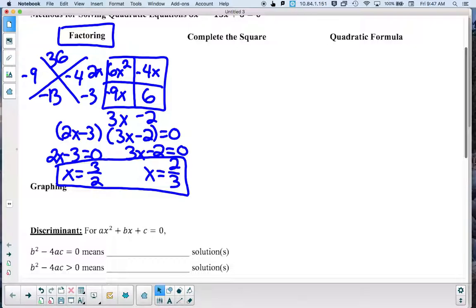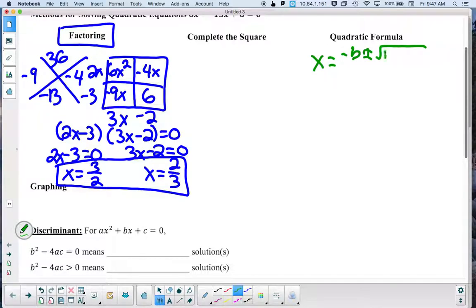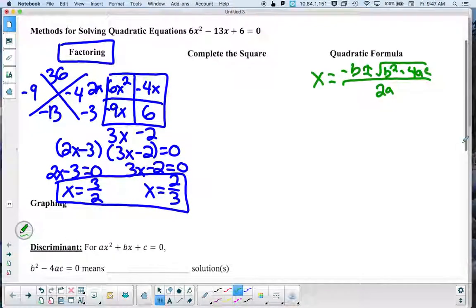The quadratic formula is negative b plus or minus the square root of b squared minus 4ac, all over 2a. So hopefully that song gets stuck in your head over and over again, so that way you remember the quadratic formula. And so in this case, our b is negative 13.